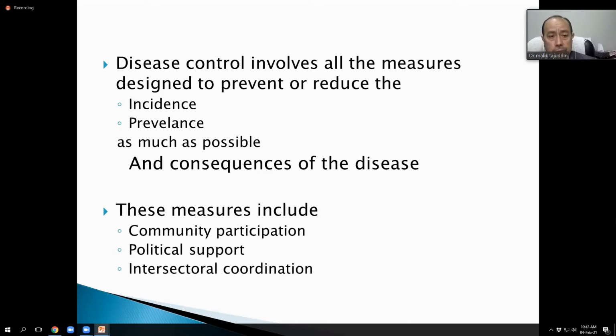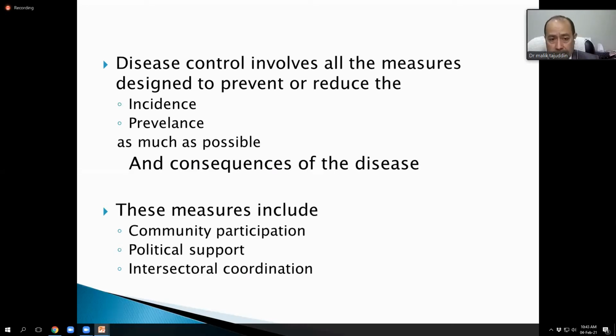So incidence is the number of new cases during the time duration, and prevalence is the total number of cases during that time duration, and the time duration you may take. So by saying that we want to control the disease, it means we want to prevent the new number of cases. We want to reduce incidence. We want to reduce the total number of cases. That means we want to reduce the prevalence of the disease.